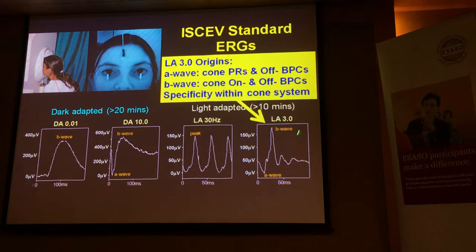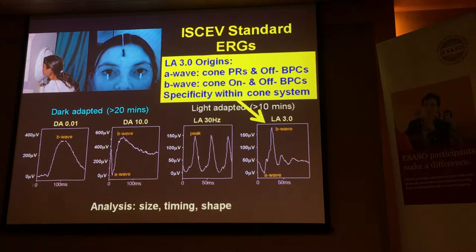And the B wave comes as a synchronized response from the on and off pathways because the stimulus is really, really short. So you get the on and the off at the same time. It's synchronized from the on bipolar cells and the off bipolar cells. And this is your basic minimum.